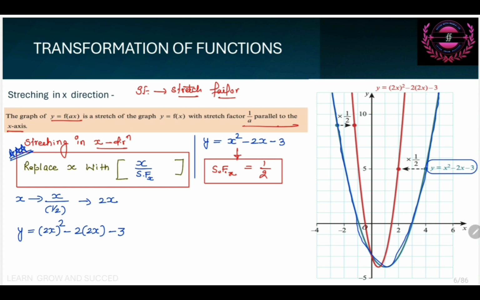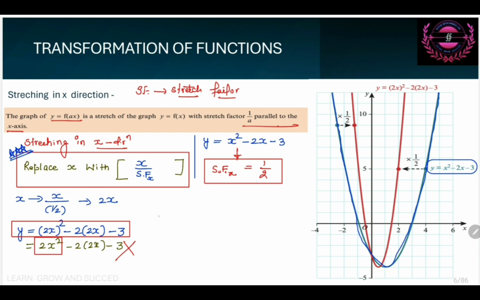Please do not commit the mistake of writing y equals 2x square minus 2 of 2x minus 3. This is a very silly mistake which students commit a lot. They write 2x square in place of 2x whole square. So please avoid this mistake. This is wrong, and this is the right transformation.